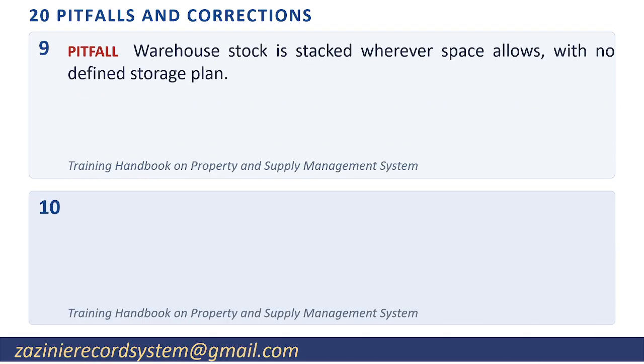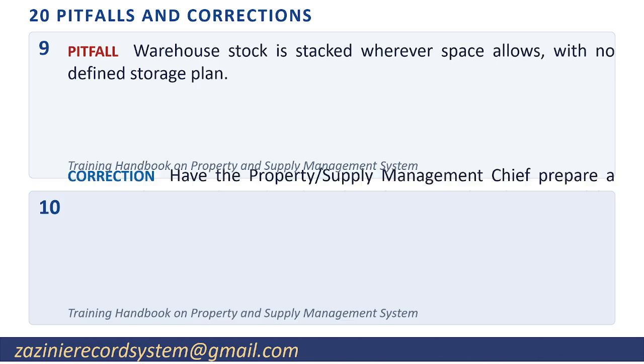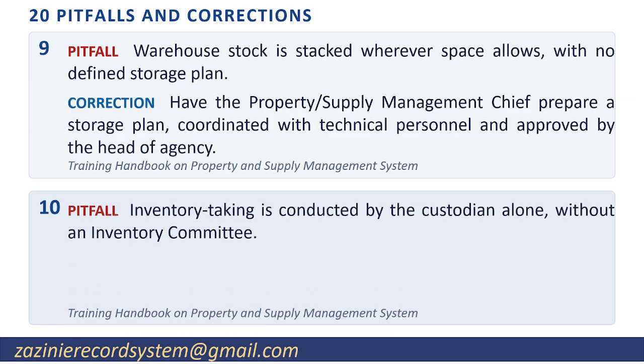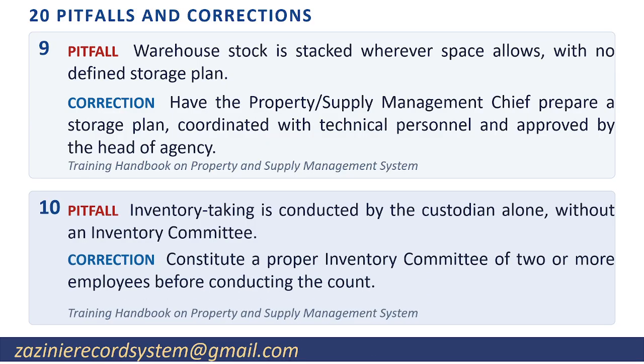20 pitfalls and corrections. Number 9. Pitfall: warehouse stock is stacked wherever space allows, with no defined storage plan. Correction: have the property or supply management chief prepare a storage plan, coordinated with technical personnel and approved by the head of agency. Number 10. Pitfall: inventory taking is conducted by the custodian alone, without an inventory committee. Correction: constitute a proper inventory committee of 2 or more employees before conducting the count.